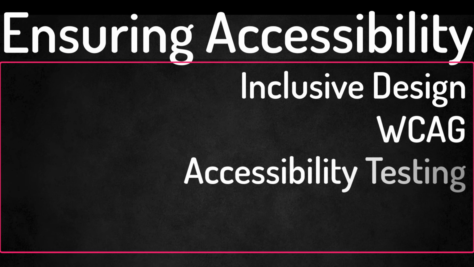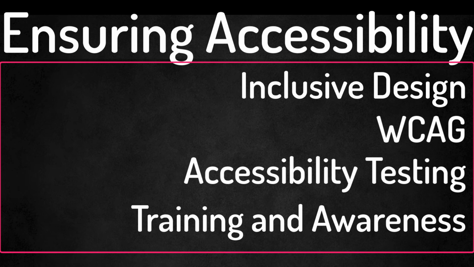And of course, we need to make sure that we carry out some accessibility testing, by conducting regular accessibility testing using tools like screen readers and automated accessibility checkers, as well as involving users with disability in usability tests to gain direct feedback on any accessibility issues. Finally, for this section, we can take a look at training and awareness. This is all about educate, educate, and educate to build in that empathy.